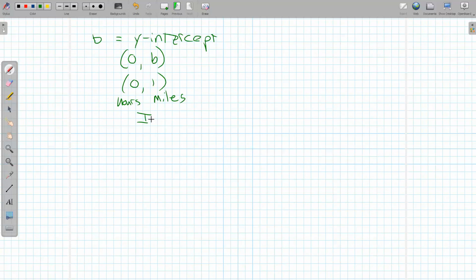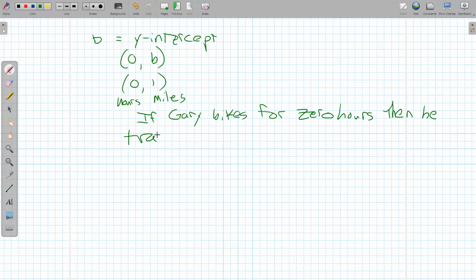I don't know about that. Maybe if it's a stationary bike. Yeah, but this one's definitely a mountain bike. And that is definitely the point on the graph. So if Gary bikes 0 hours, then he travels 1 mile. That's the interpretation of this based on what those variables mean.